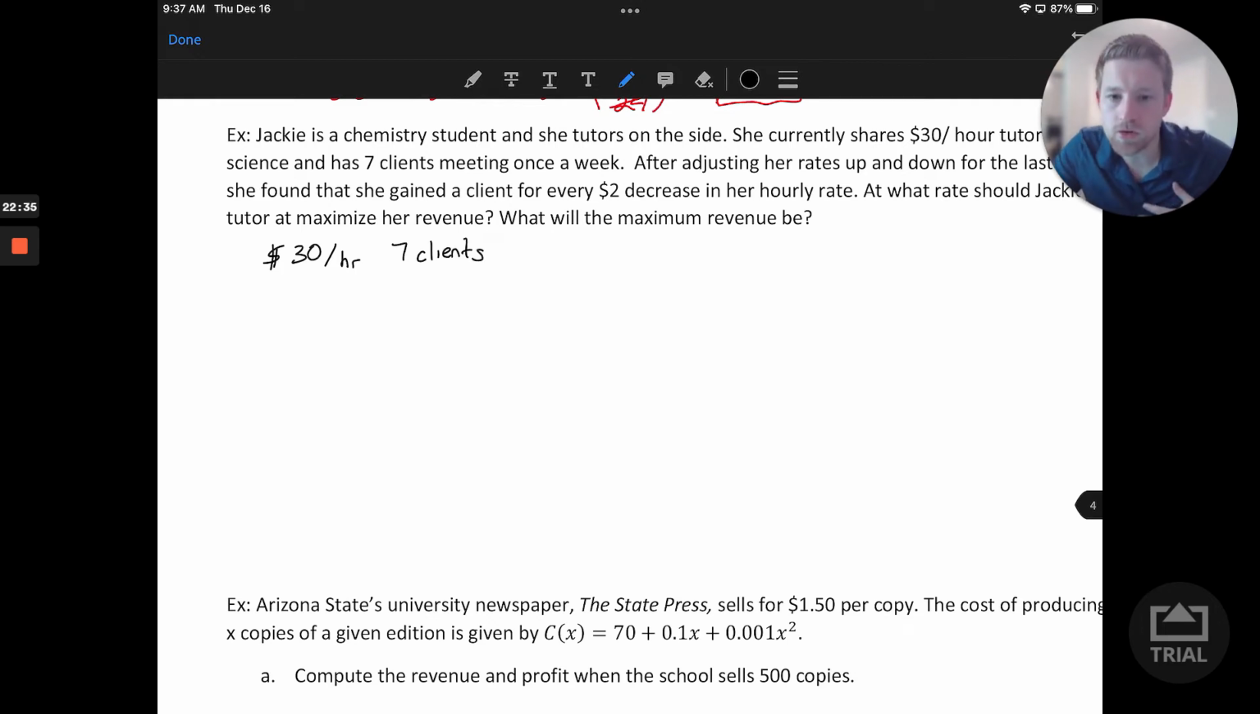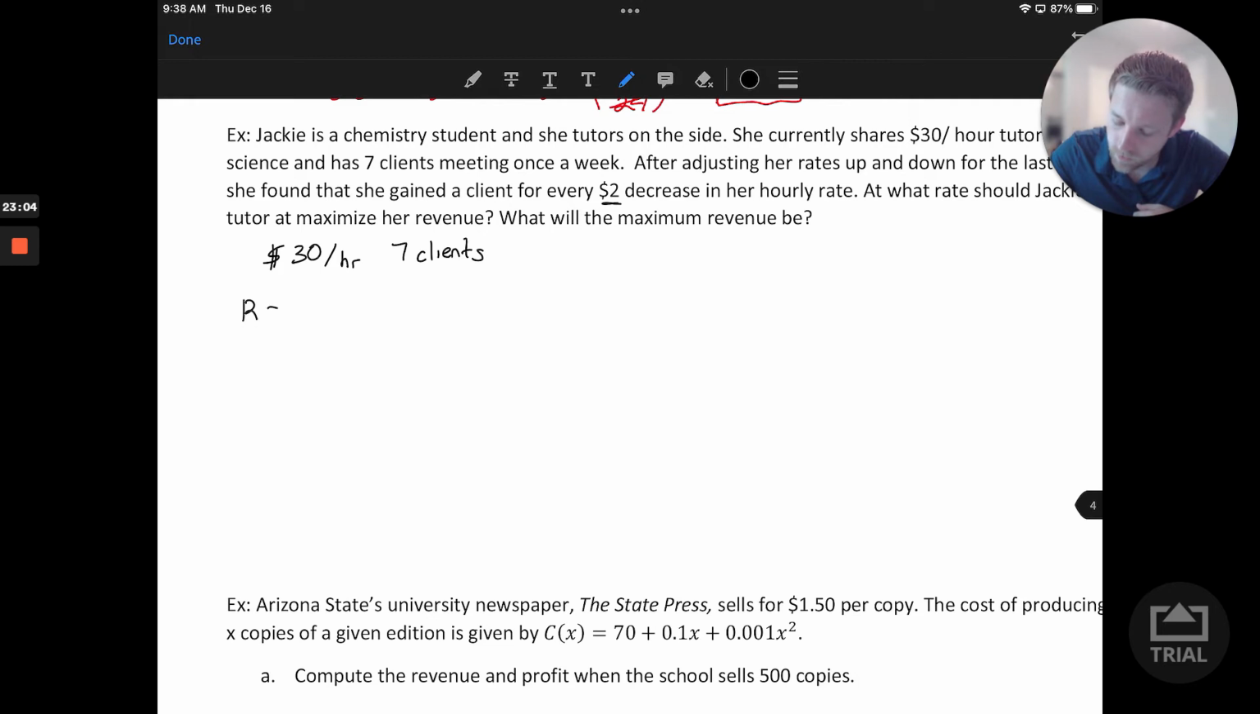And she's considering a price decrease here. For every decrease in her rate by $2, it says, she should be gaining 1 client. She wants to know where is kind of that happy medium where she's going to create the most revenue based on that relationship. So let's start with the idea of revenue to start.